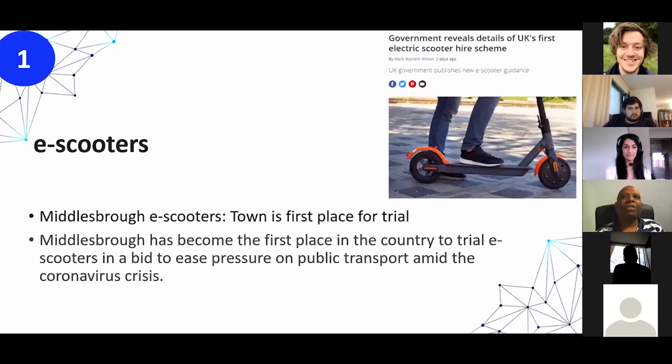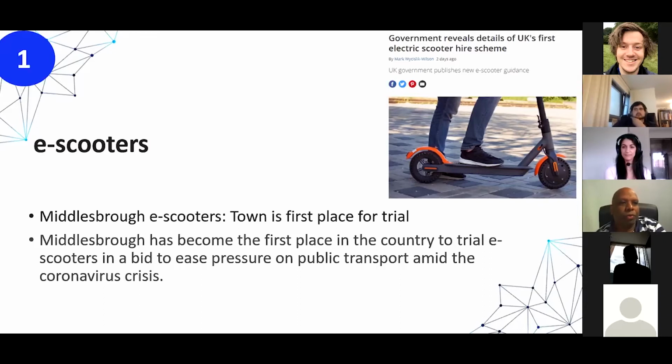Okay, so first is e-scooters. Just before I get into e-scooters, let me explain how I've thematically organized these 10 things out of the 10. There are 3 on transport, 4 on healthcare, 2 on urban infrastructure, and 1 on public administration or public services.